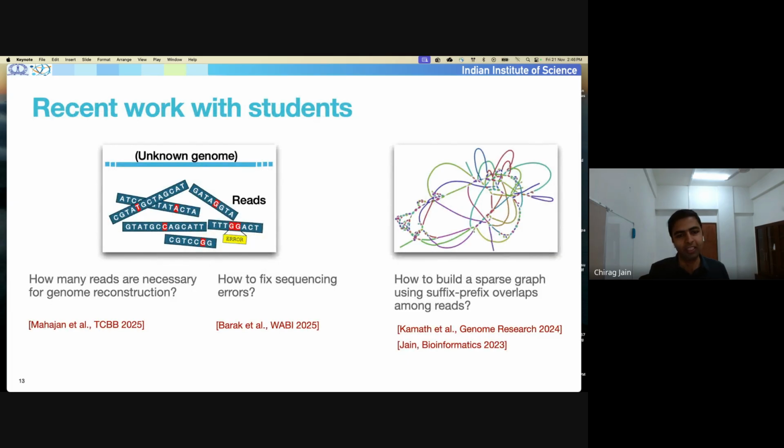Okay. So I want to highlight some of the problems related to genome assembly that we have been working on. The first point I want to mention is that genome assembly is not a single problem. There are multiple subproblems within this topic.